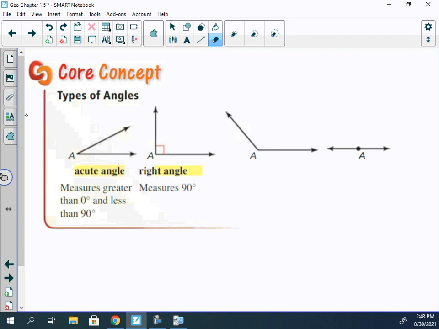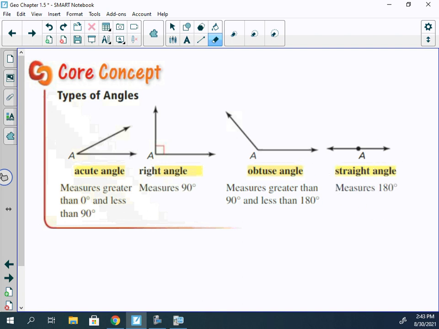A right angle is exactly 90. This here would be obtuse, and it's going to be between 90 and 180. And the last one they're going to call a straight angle or straight line. It's going to be exactly 180. Acute is between 0 and 90. Right is exactly 90. And obtuse is 90 to 180. And then a straight angle or a straight line is going to be 180 degrees.